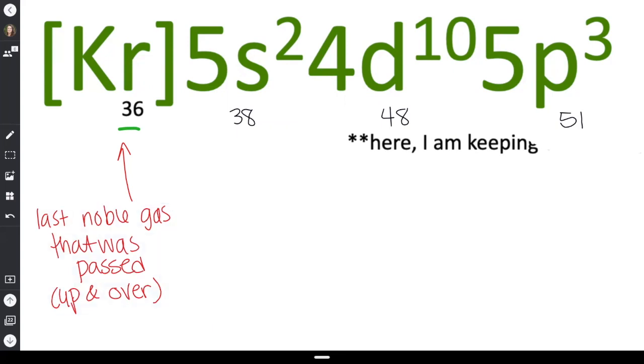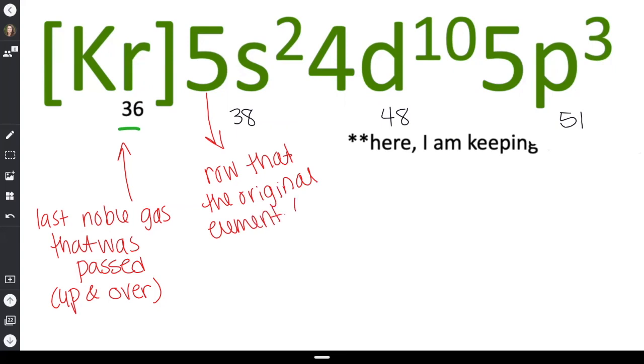Last noble gas that was passed. Then I start with 5 because this is the row that the original element, which was Sb in this case, is in.